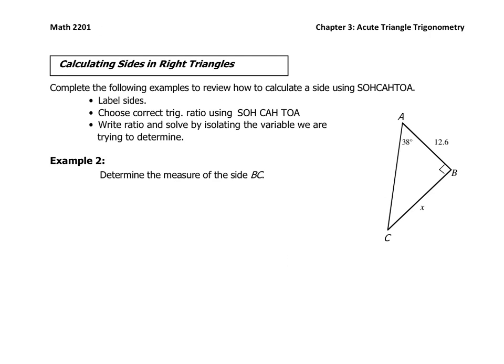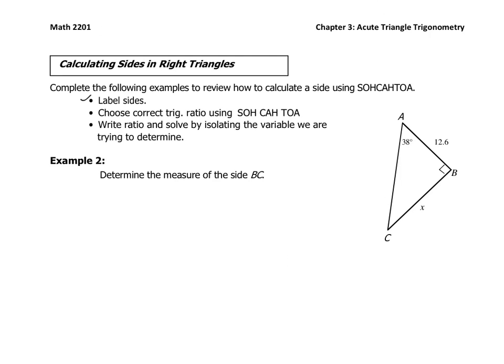Okay, so let's try finding a missing side in a right triangle. So the same basic steps apply. Label your sides based on the information that you have, and then choose the correct ratio, and then write that ratio and solve the resulting equation.